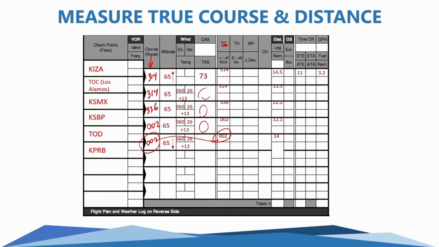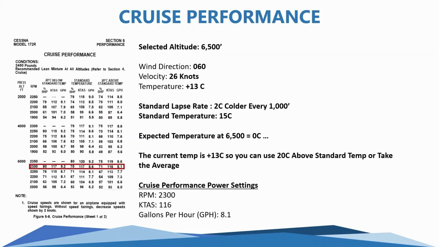Now what we need to do is figure out what our true airspeed values are once we're actually in cruise. We know that we're going to be at 73 knots indicated when we're in a climb. Now we need to go back to our performance charts, and in this we're going to use that cruise performance table.